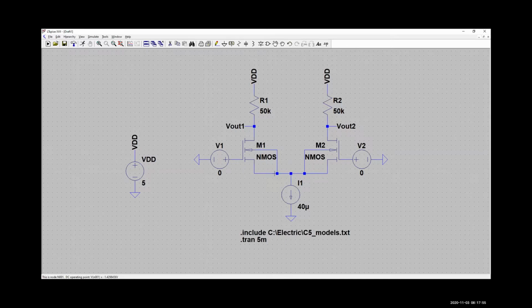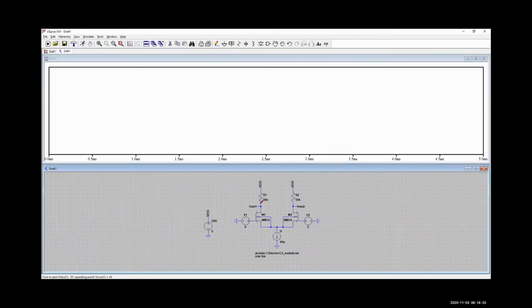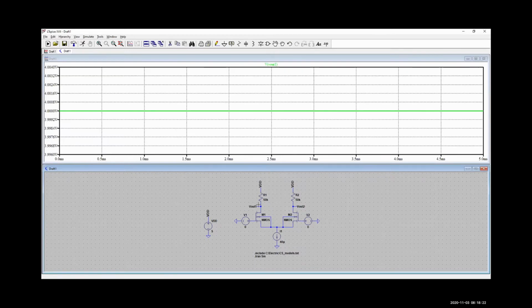But right now, the body and the source are at the same potential because that's going to hopefully eliminate any body effects that we might have. So I have this set up to do a simple transient analysis that ends at 5 milliseconds, which, since this is a DC circuit, should be giving me simple straight lines. So if I run my simulation, we can observe that Vout1 is exactly 4 volts. And this is important. We'll talk about it in a minute. Vout2 is also exactly 4 volts.